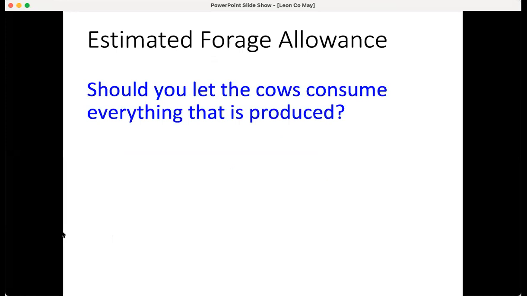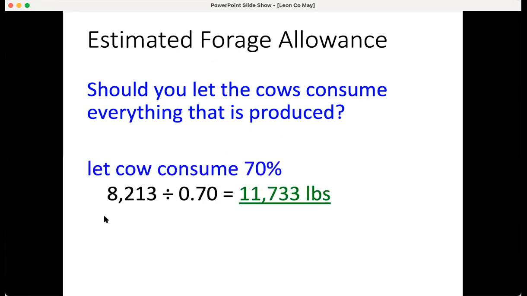So another question when we talk about forage consumption is, should you let the cows consume everything that is produced? So all of the forage within that pasture system. And no, you shouldn't, because obviously we need forage growth. We need forages there to allow for regrowth. If we continue under that previous pattern of heavy grazing, we keep that forage grazed down, we're going to continue to reduce that root structure, and you're going to have very little regrowth.